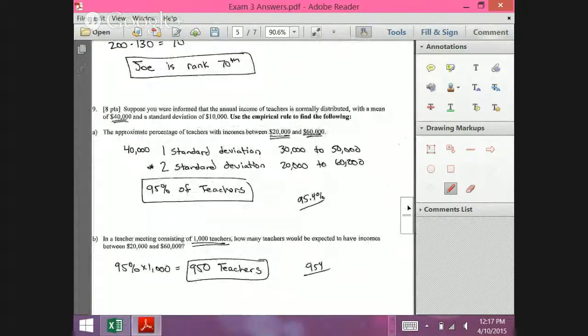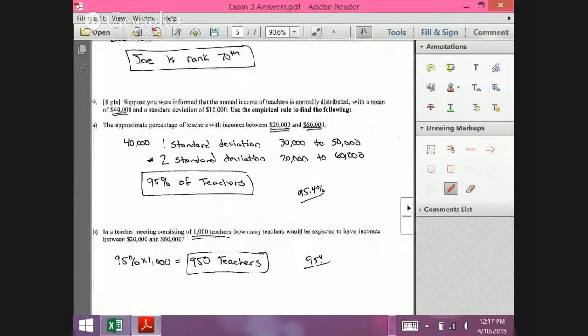Number 9 was meant to be a lot easier, and maybe the space threw a lot of people off. It was a lot easier than what you made it. The empirical rule tells you it's going to be 1 standard deviation, 2 standard deviations, or 3 standard deviations. In this example, teachers with an income from $20,000 to $60,000 are in the 2nd standard deviation. So 95%, or 95.4% depending on whether you use the Z table or memorize the empirical rule. You would say 95% of the teachers fall within that range. Part B asked, if I had 1,000 teachers, how many would fall within that range? 95 or 95.4%, so you could have 950 teachers or 954 teachers, and both were correct.